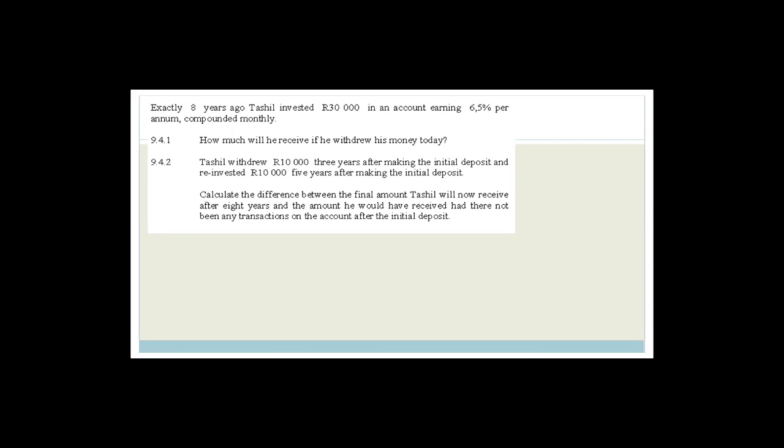Okay, so the first question, we're working out how much he'll receive if he doesn't mess with it at all. That is just a basic A equals P(1 + i) to the power of n. Do you agree? It's compounded monthly, so i is 0.065 over 12, and n is going to be 8 times 12, which is 96. So the amount A would be the principal, which is 30,000, multiplied by (1 + 0.065/12) to the power of 96.